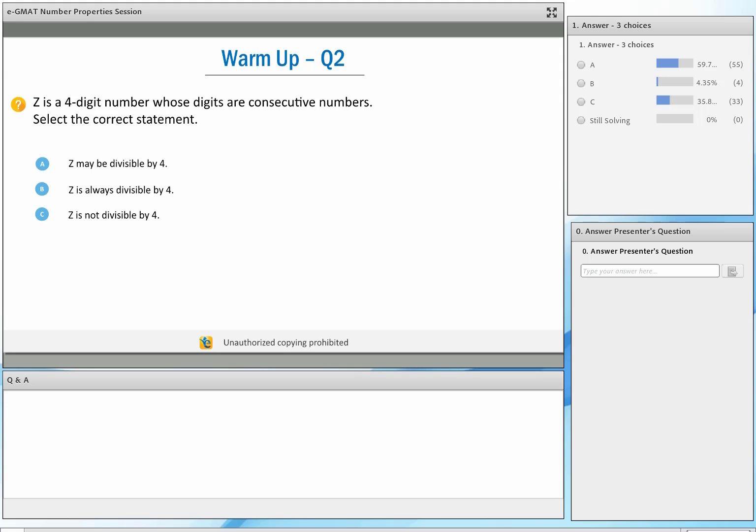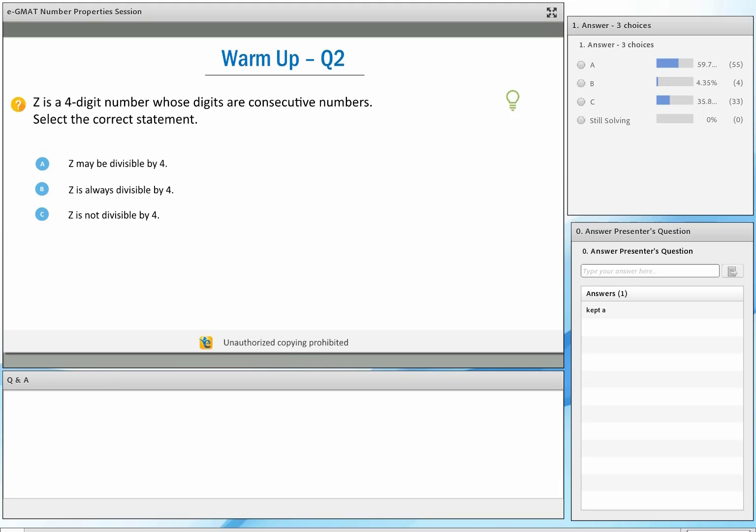So about 60% of the class has selected choice A, which is the correct choice, and then about 36% of the class has selected choice C. So it may be divisible and it's not divisible. And this is where it's important to understand the picking up of practical examples, right? And this question is an example wherein you should select numbers to put in, but the selection has to be solid. Okay, now what's the divisibility rule for the number 4?